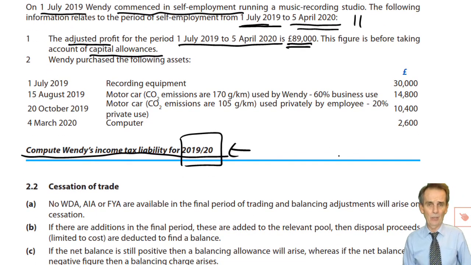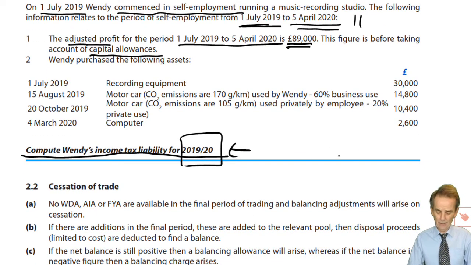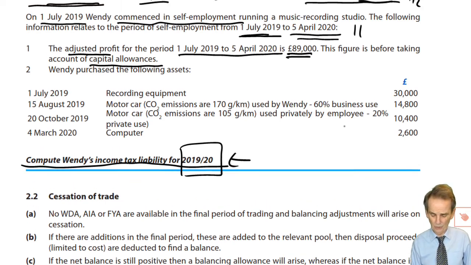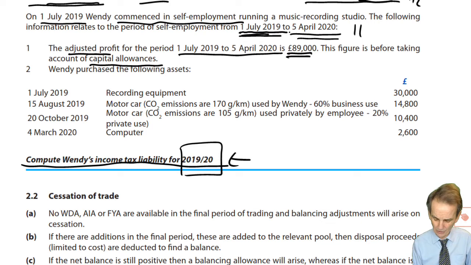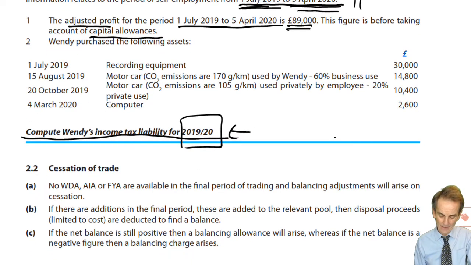So here, I'm not asking you to do the adjustment of profit, but I am asking you to do the capital allowance computation for this period from the 1st of July 19 to the 5th of April 20, that being the period for the accounting period. That is the accounting period. We do the capital allowance computation for it.